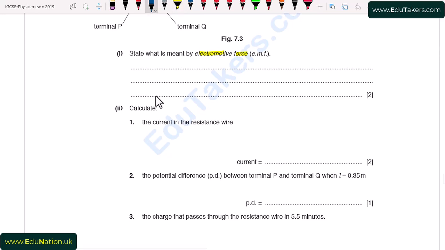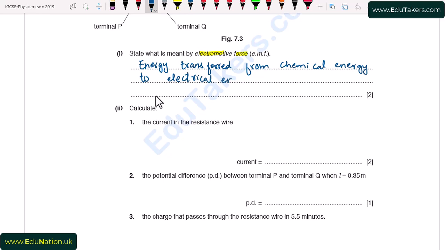So I write here energy transferred from chemical energy to electrical energy per unit charge.